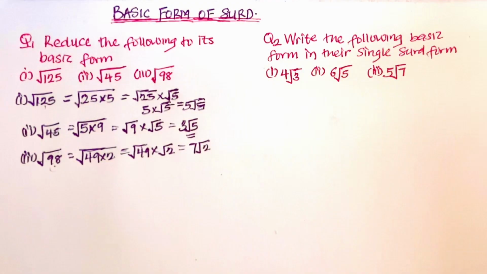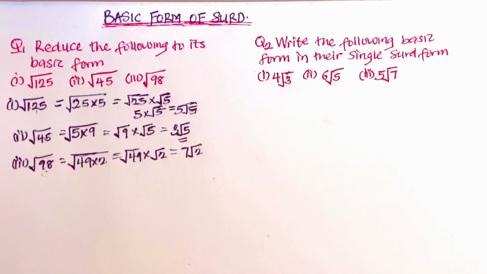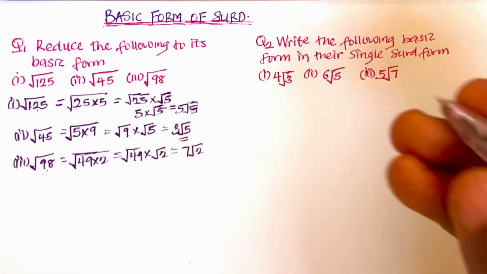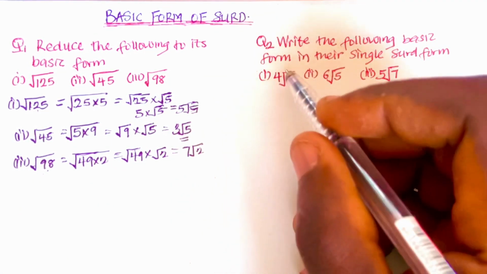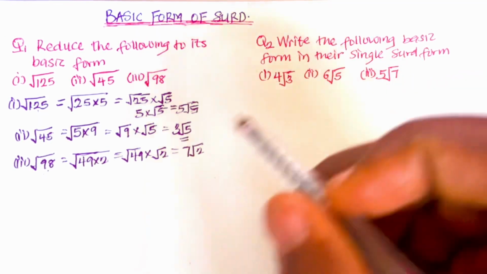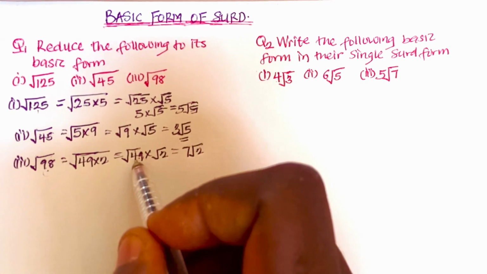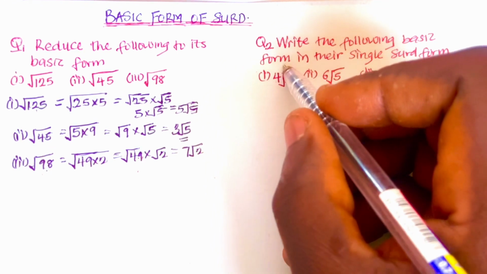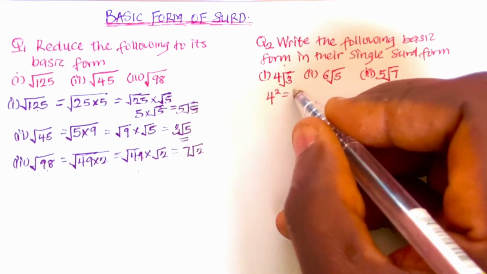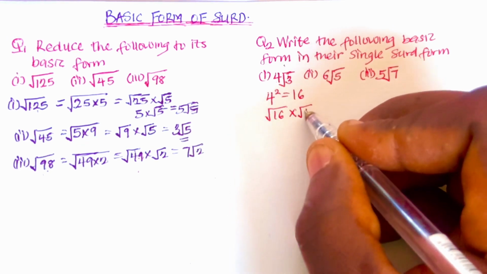So that's just it about the first one. Then let's move to the second piece: write the following basic forms in their single surd form. We want to move from basic form to single surd form. First thing we need to do is look at the coefficient outside the root, which you can square. For example, root of 49 is 7, and 7 squared gives us 49. So here, 4 squared is 16. So you can say this is root of 16 multiplied by root of 3.